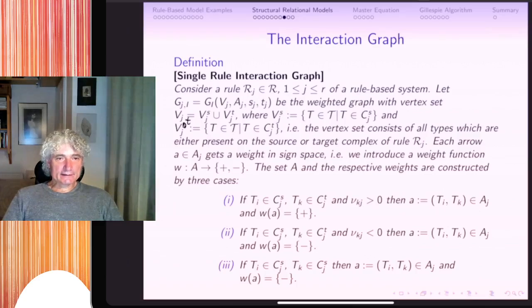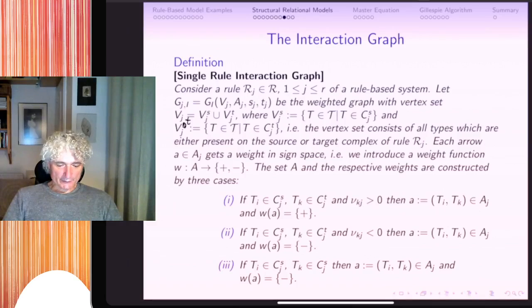And now we also weight possibly arrows, and this is with a plus and a minus sign. The idea is that the plus and the minus sign is telling you something about whether this is a positive feedback or a negative feedback. So how one type is positively affecting another type by, for example, increasing its numbers or its substrate, or whether it has a negative effect.